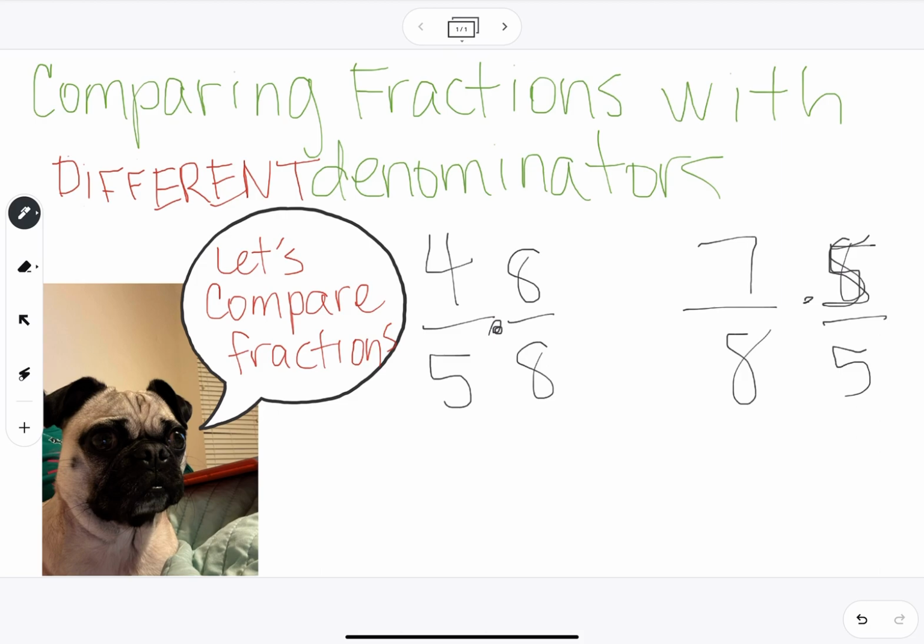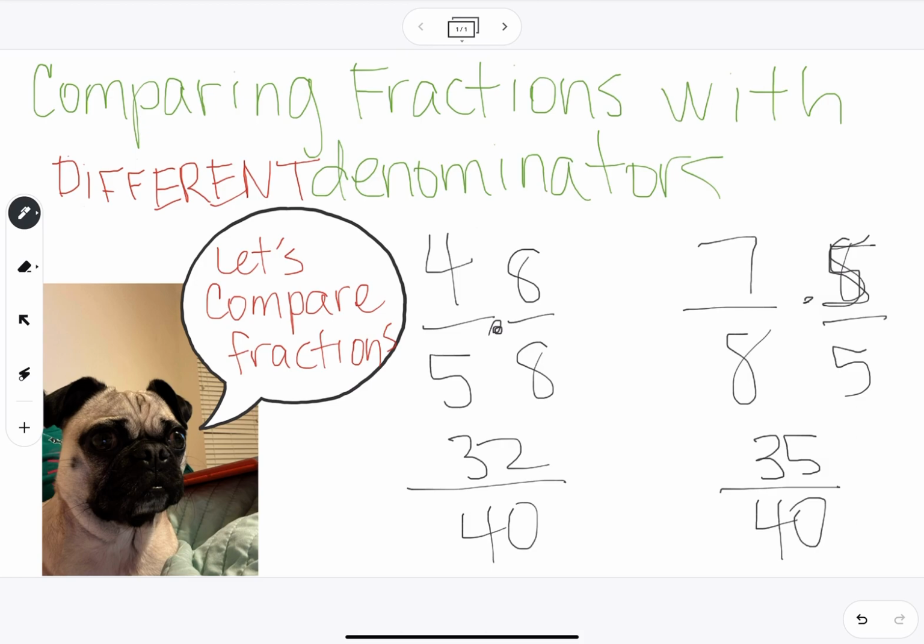Okay, so 4 times 8 is 32. And then we multiply 5 times 8 in the denominator to get 40. Okay, next side, we do 7 times 5 to get 35, and then 8 times 5 to get 40. Now we have common denominators, and we can look at and compare our numerators.